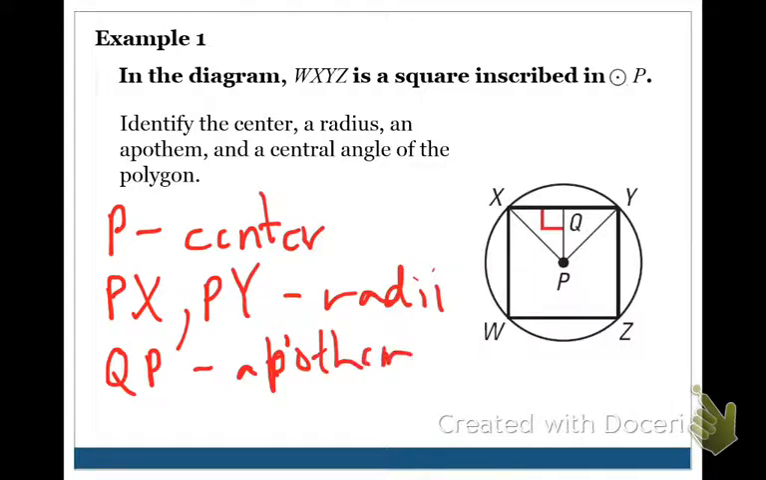It's a single line. Give me the central angle, Kaylee. Go ahead, Gates. Central angle. XPY? Yes. Angle XPY is the central angle.